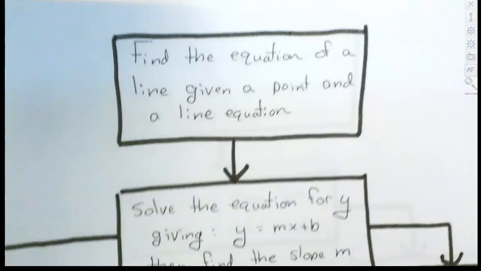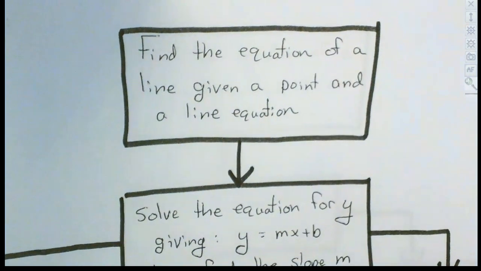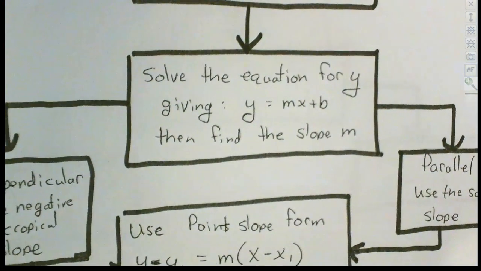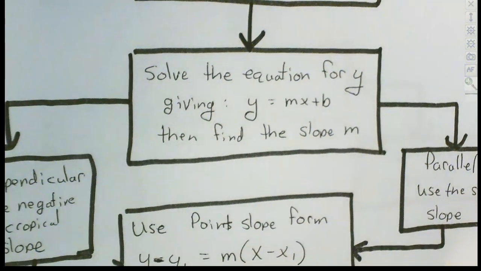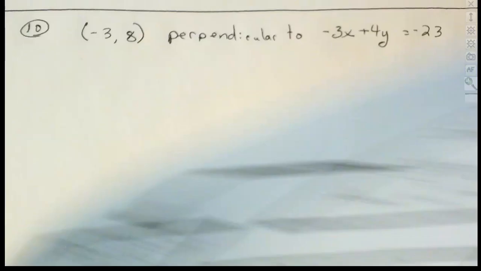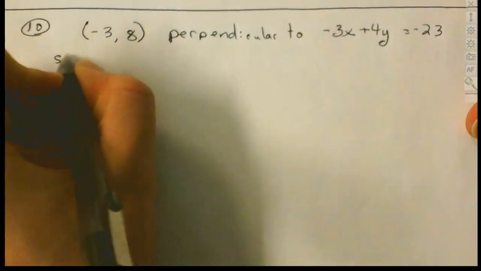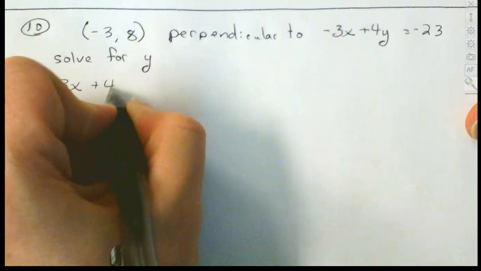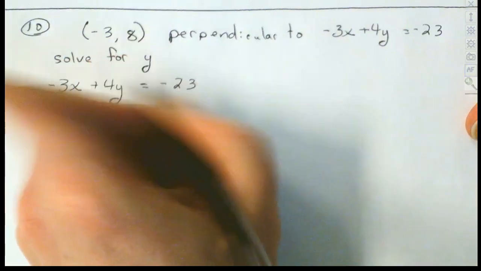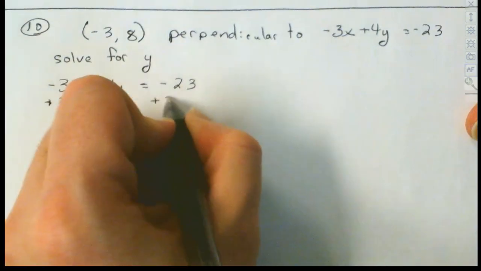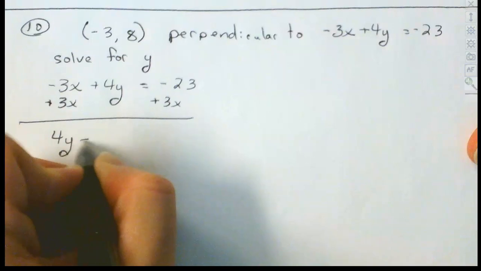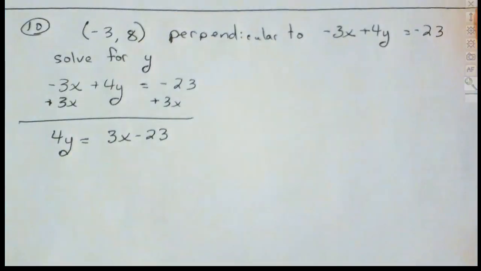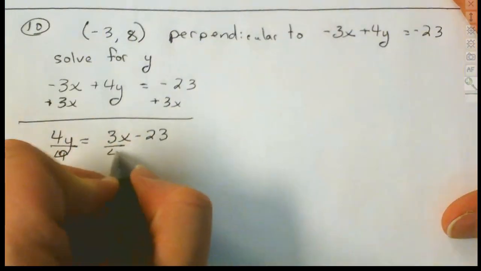So let's now look at our flow chart, and we want to find the equation of a line, and we're given a point and another line equation. So what's the first step? Well, we take that equation, we solve that equation for y to get the slope. So first thing we do is we solve for y. So minus 3x plus 4y equals a minus 23. Well, we add that 3x over. So 4y equals now 3x minus 23. Divide by your 4. And let's see what we've got.